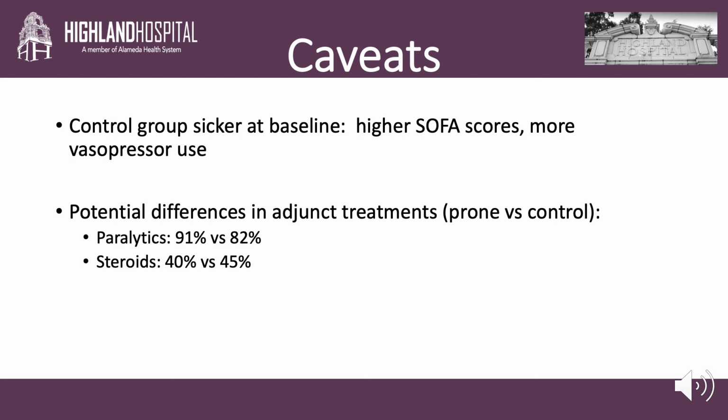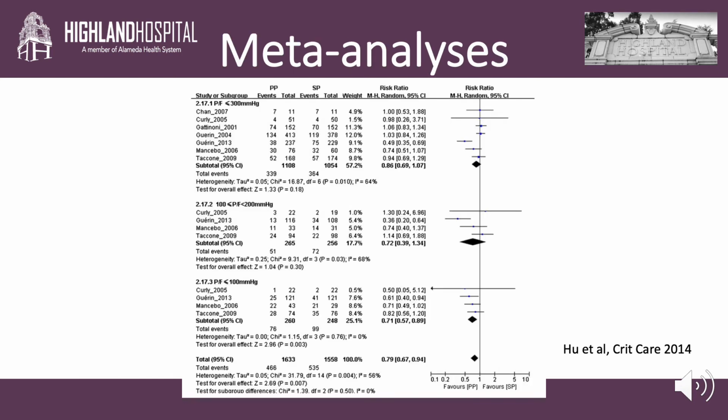In addition, there were a number of adjunct treatments that were used in this study. A large percentage of patients were on paralytics, and a smaller percentage, but still a substantial amount of patients, were on steroids. And those were not equally distributed between groups, so there may be some confounding from that as well. However, subsequent meta-analyses are consistent in showing a benefit in mortality when this is used in the sickest of patients.